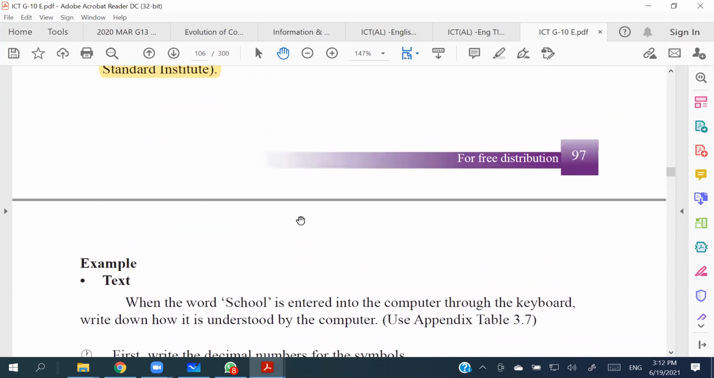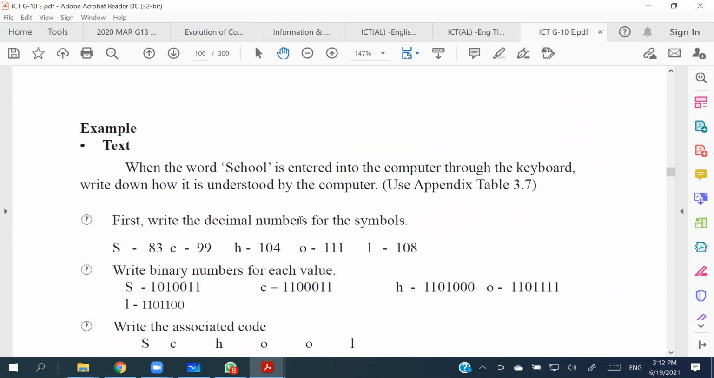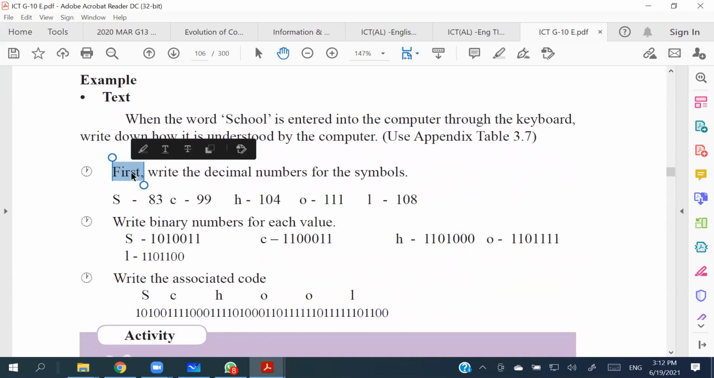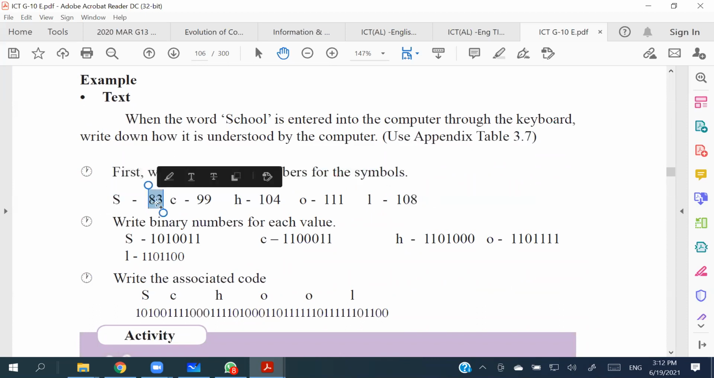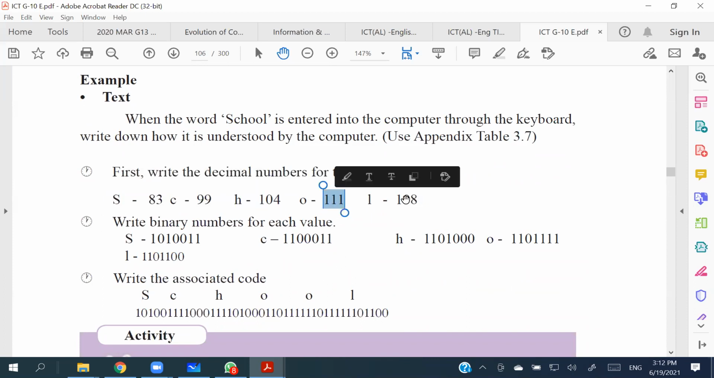Right here in the example, they are talking about the ASCII code, right? And the example that they are taking is when the word school is entered into the computer through the keyboard. Write down how it is understood by the computer. So the text is school, right? So here what happens, first write the decimal numbers for the symbol, right? So S belongs to the 83, C belongs to the 99, H belongs to the 104, O belongs to the 111, I belongs to the 108.